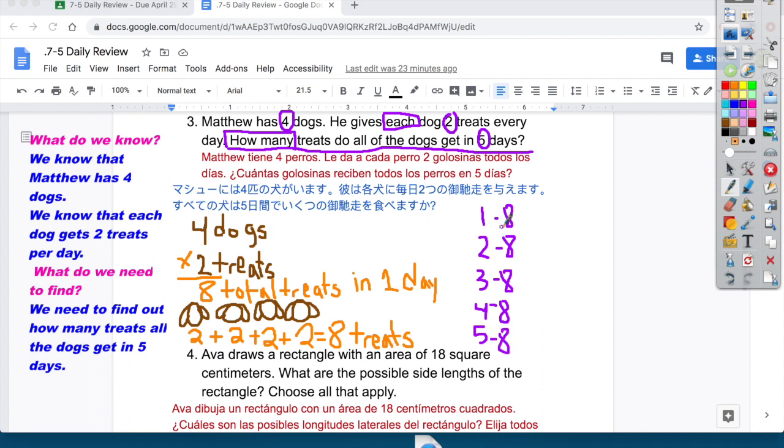So, lo puedes sumar, you can add them, or you can do repeated addition, or you can do multiplication. So you can do 8 times 5, and that will give you 40.